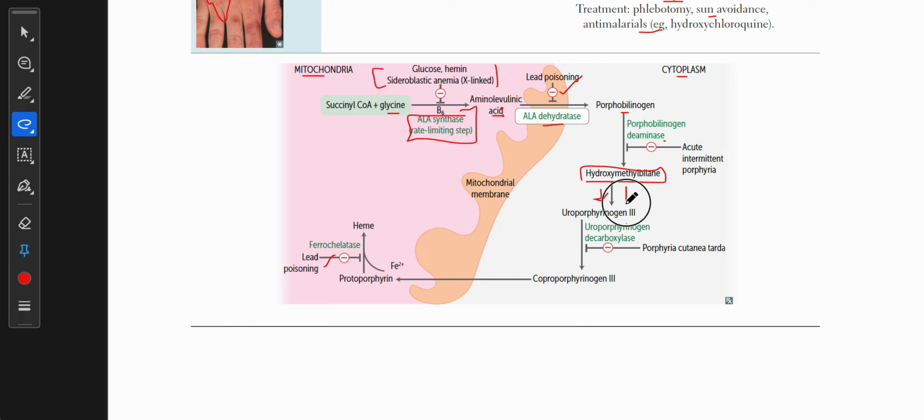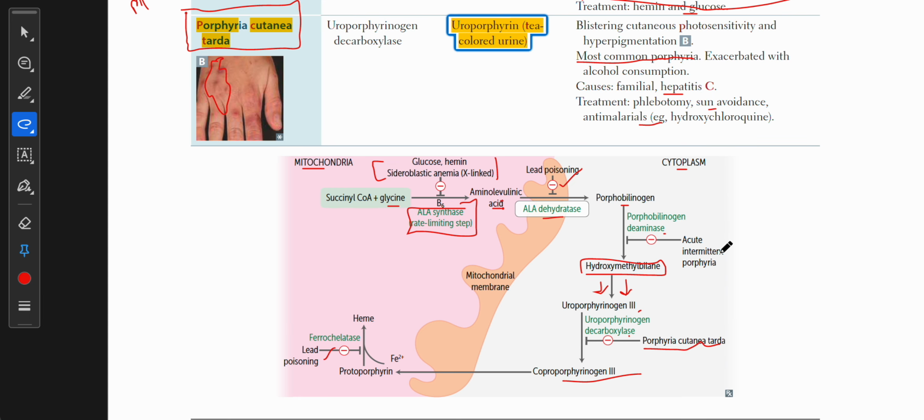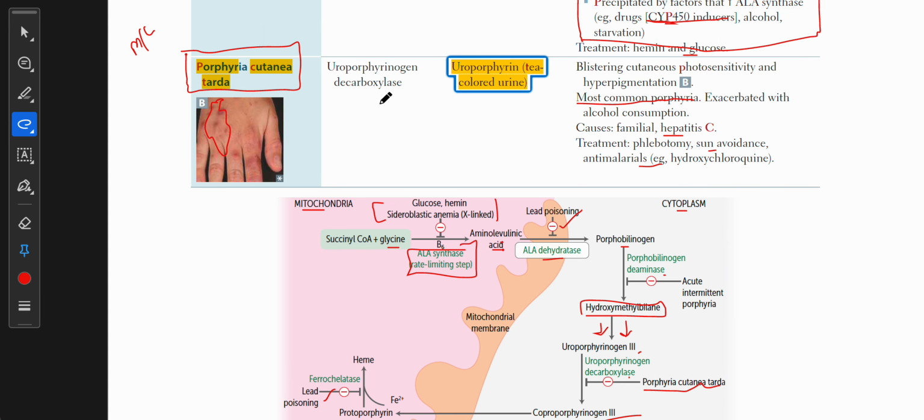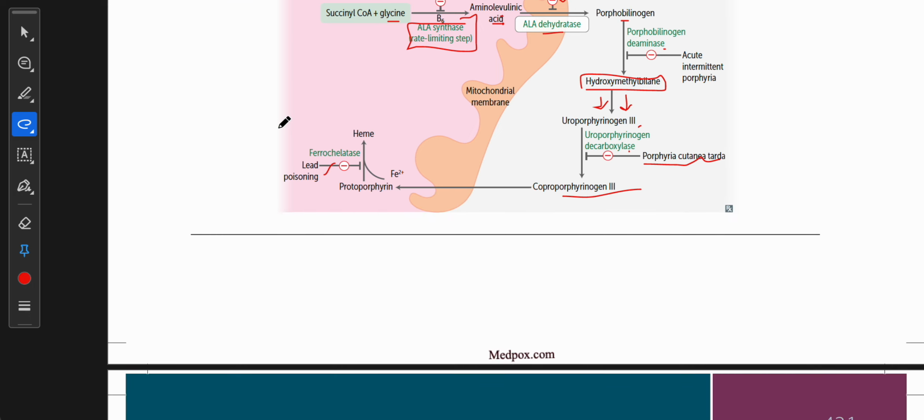Then in a spontaneous reaction, hydroxymethylbilane will convert into uroporphyrinogen 3. And this uroporphyrinogen 3, in the presence of uroporphyrinogen decarboxylase, will get converted into coproporphyrinogen 3. So if this enzyme is inhibited, there are porphyria cutanea tarda symptoms, right? So this is the most common type of porphyria, as we talked about earlier. These are the symptoms. So blisters like photosensitivity is occurring.